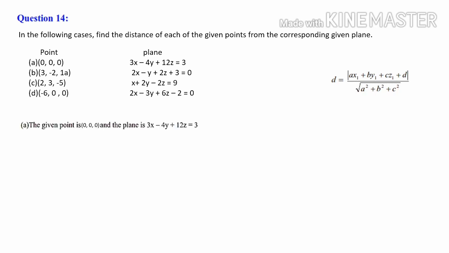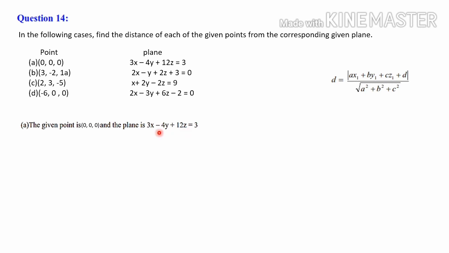So first question, the given point is 0 0 0. Equation of the plane is 3x minus 4y plus 12z is equal to 3. Here this equation, when you check, is not in standard form. Standard form is ax plus by plus cz plus d equal to 0. But here d is on the right side, so we have to bring it to the left, that becomes minus 3.